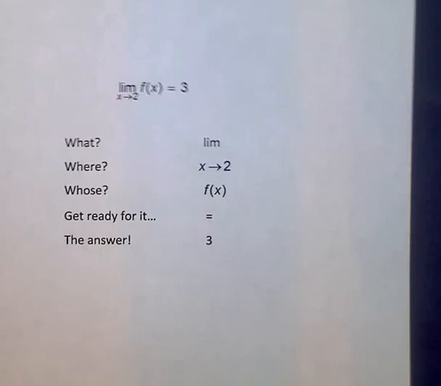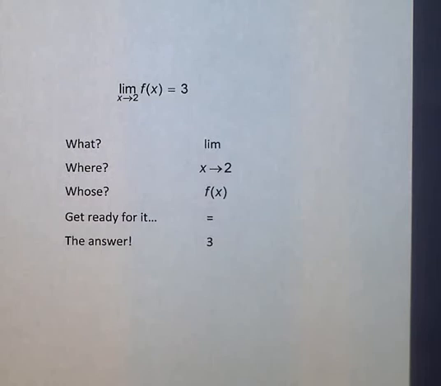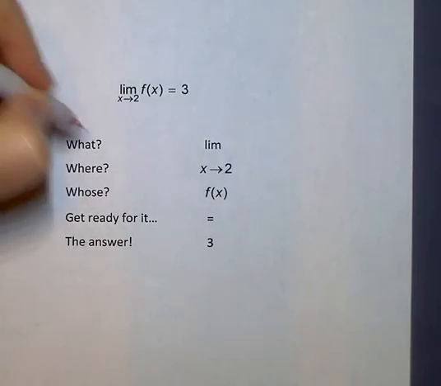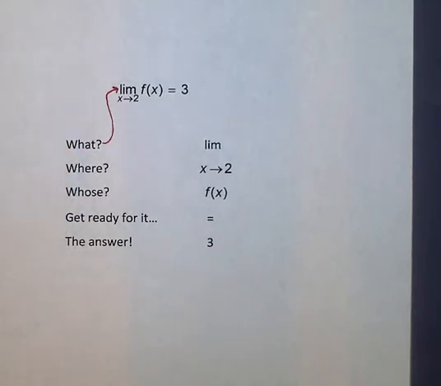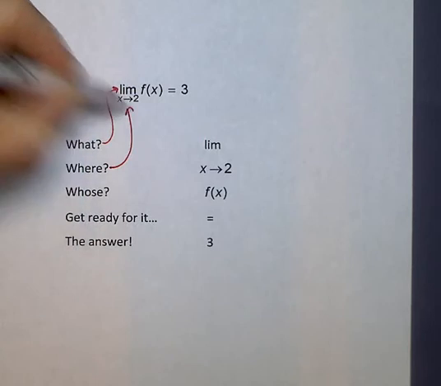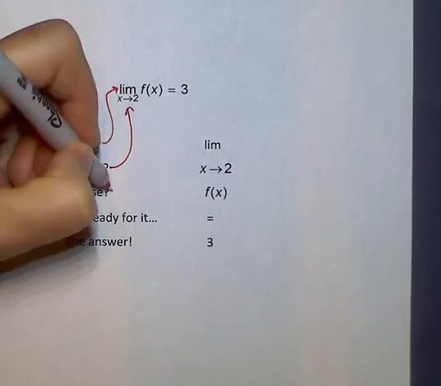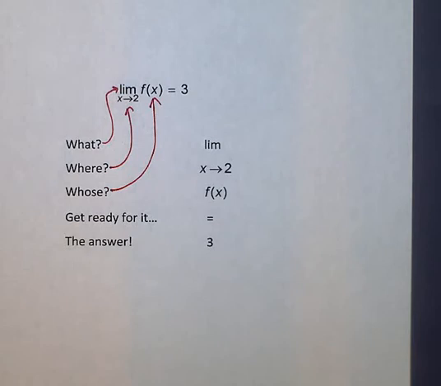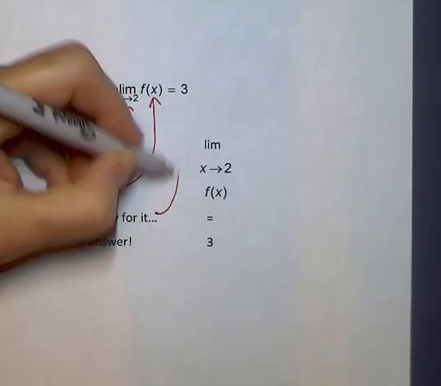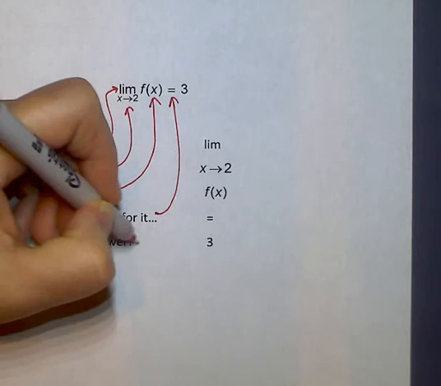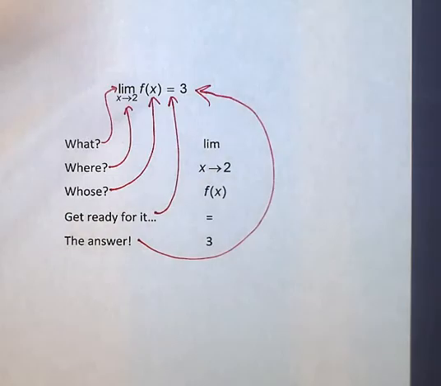In terms of limit notation, we need the following parts in the correct places. What? The limit. Where? As x approaches 2. Whose limit? F of x. Get ready for it. Equals the answer. All of these elements need to be in there in the appropriate place. For one-sided limits, there is one more piece of information that we need.